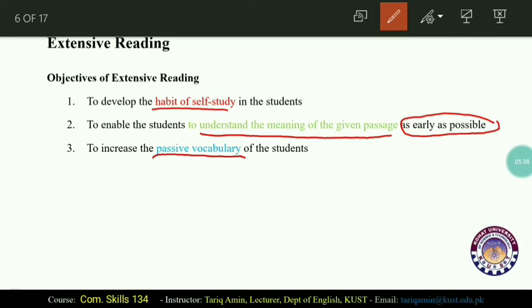There are two types of vocabulary. The first one is active vocabulary, the second one is passive vocabulary. So extensive reading increases the passive vocabulary of the student, not the active vocabulary of the students. Intensive reading increases the active vocabulary of the students, whereas extensive reading increases the passive vocabulary of the students.